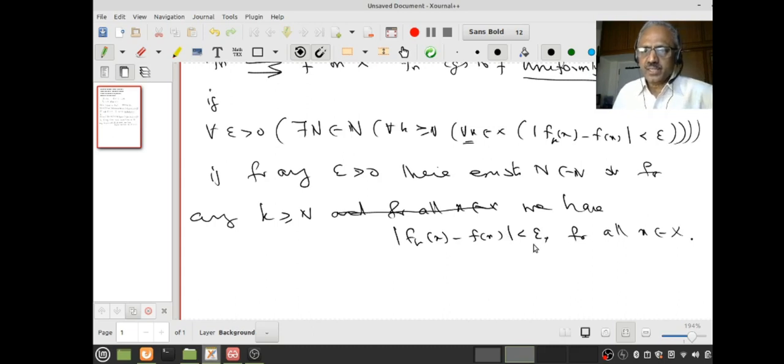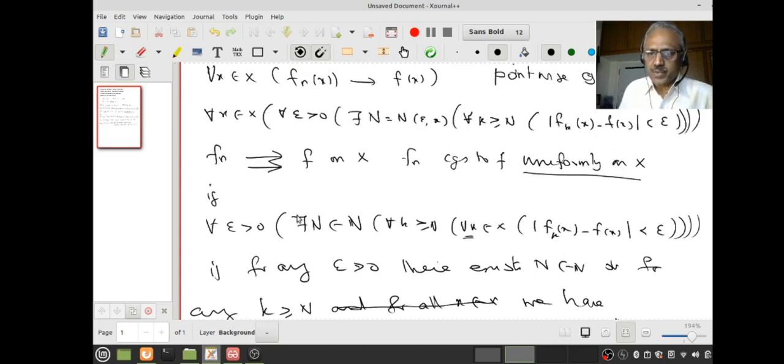Also notice something very interesting. In pointwise convergence, where does the quantifier for all x in X come? It comes at the front, whereas in the case of uniform convergence, for all x in capital X comes at the most interior position. You understand that? So this is the first quantifier, second quantifier, third quantifier, and fourth quantifier.